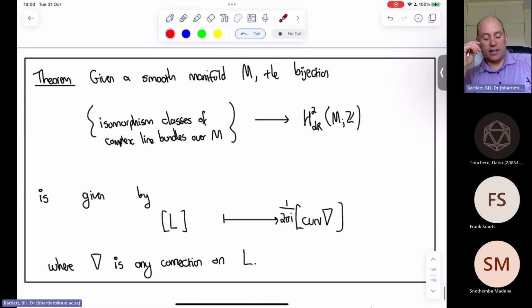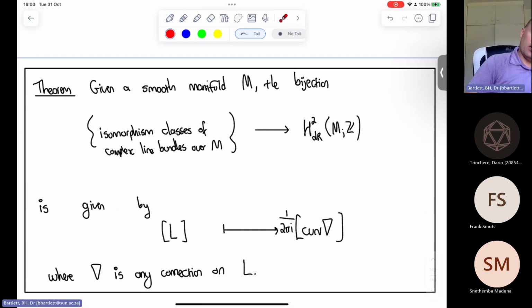So just to summarize what's going on, earlier I said that there was a map. I said it was a bijection, but it's a map. There's a map from isomorphism classes of complex line bundles over M into the integral two forms, those are two forms or de Rham cohomology classes having integral periods. And I wrote down this map earlier, but it was actually going the other way. Now I'm writing an inverse for this map.